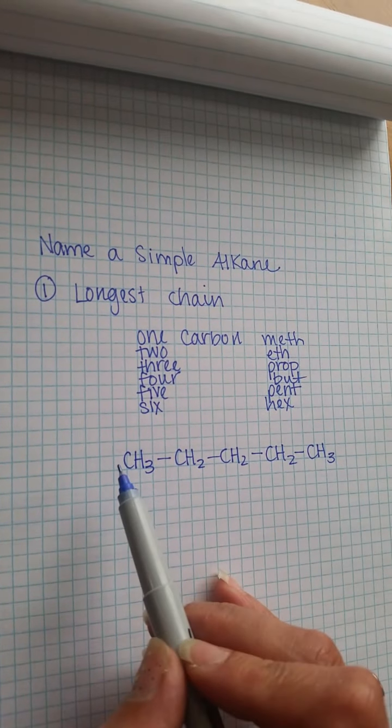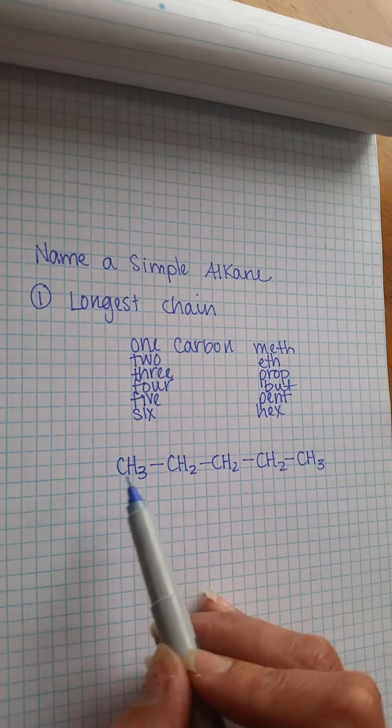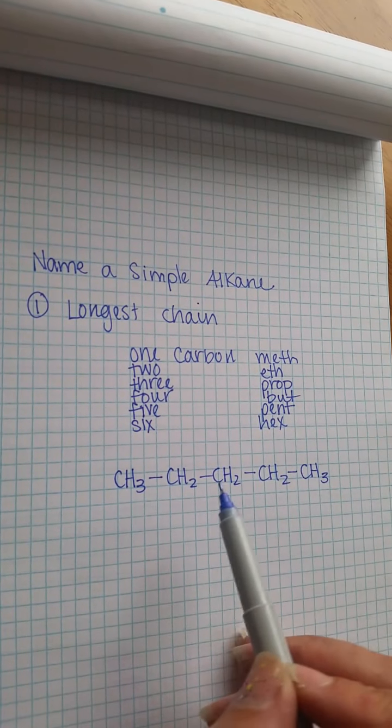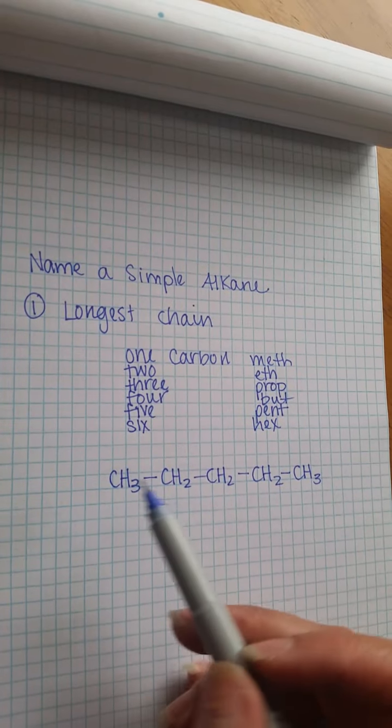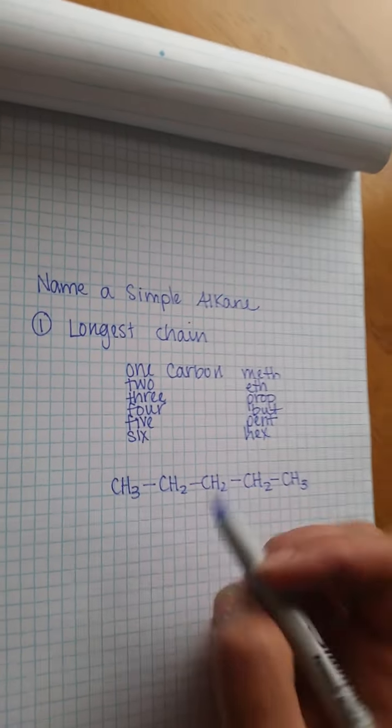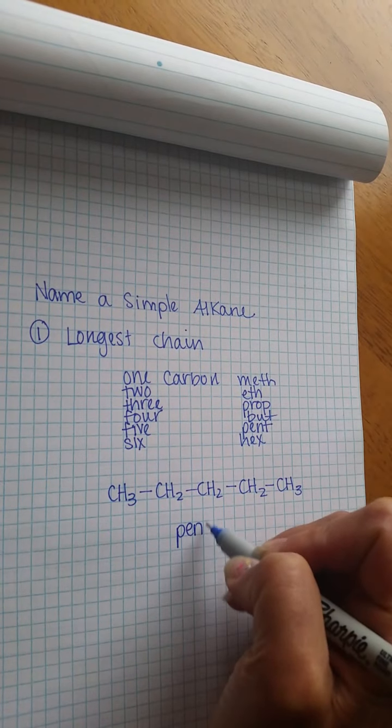So the first thing we're going to do, this first step, is we're going to count the number of carbons that are attached together. So we've got 1, 2, 3, 4, 5. So then that gets interpreted into pent. So that will be the beginning of the name.